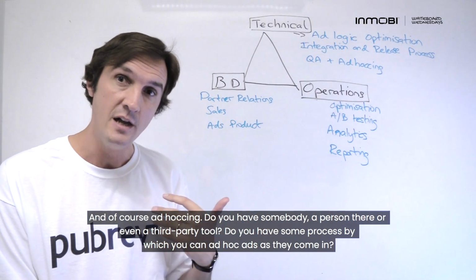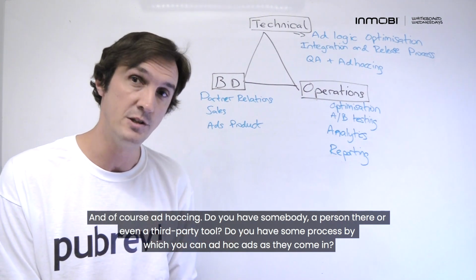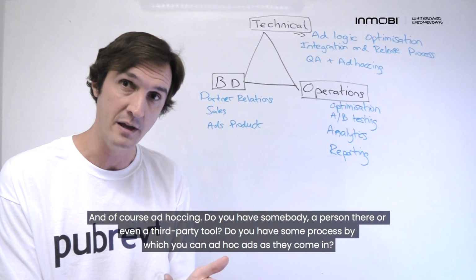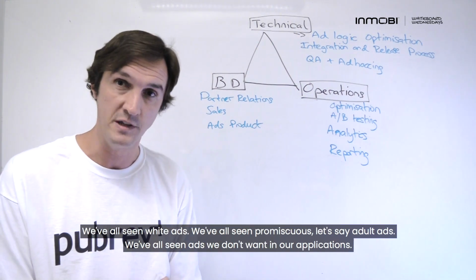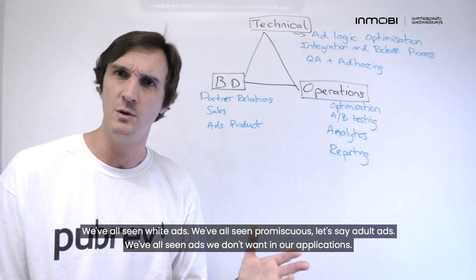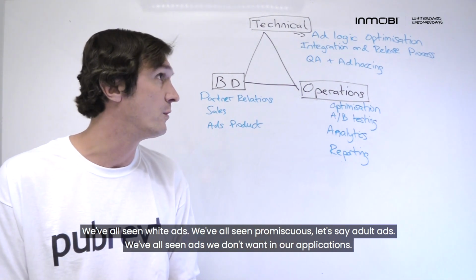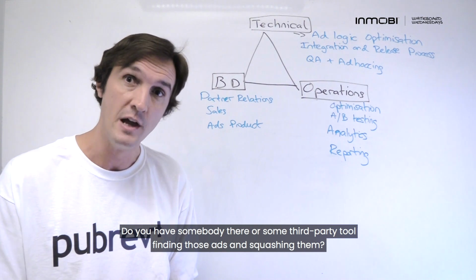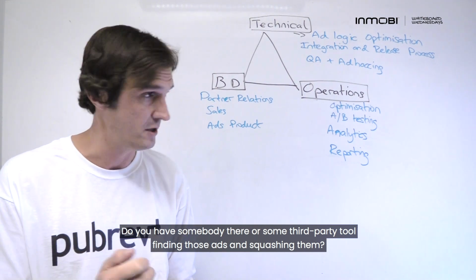Do you have somebody there, or even a third-party tool? Do you have some process by which you can vet ads as they come in? We've all seen white ads, we've all seen promiscuous, let's say, adult ads. We've all seen ads we don't want in our applications. Do you have somebody or some third-party tool finding those ads and squashing them?